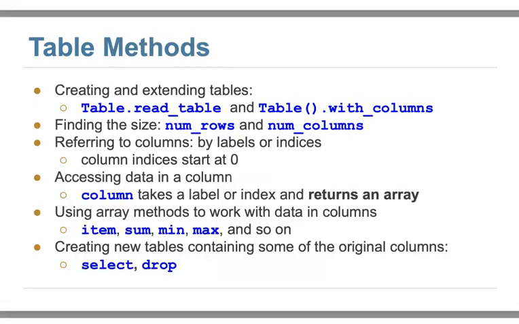Last week, we also talked about a lot of table methods, right? The first thing is that we can create a table in 2 different ways. The first one, Table.read_table. Then inside the parentheses, you can pass your CSV file, that's a text file. Then we will convert that text file into a table. Or you can create a plain table just using Table(), then dot with_columns. In the parentheses of with_columns, you pass in the label name and the values for all the elements in the columns.